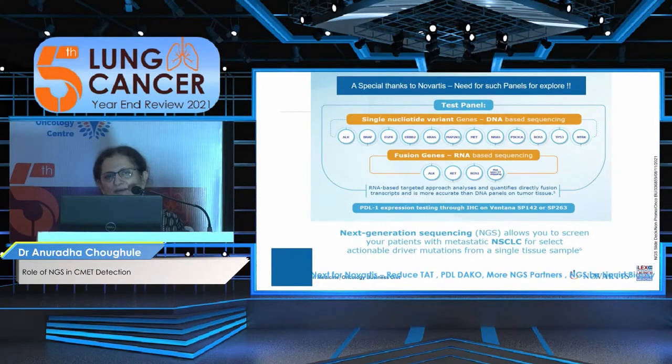I would like to thank Novartis, because it has explored various large panels covering ALK, BRAF, EGFR, ERBB2, KRAS, MAP2K, MET, RAS, PIK3CA, ROS1, and TP53, and apart from that, fusions like NTRK, ALK, RET, and ROS1. As I mentioned, MET exon 14 has to be looked at at the DNA level as well as the fusion level at the RNA level, because if there is a whole lot of exon 14 skipping, it can only be detected through the fusion at the RNA level. Thank you so much.